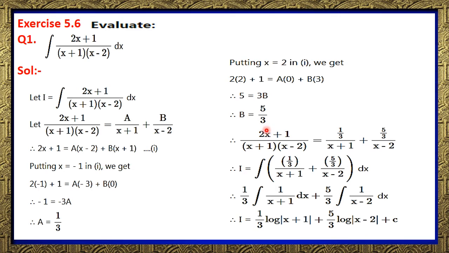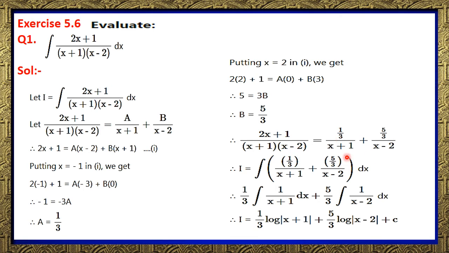Therefore, by substituting the values, this integrand 2x plus 1 upon x plus 1 into x minus 2 is equal to 1 upon 3 upon x plus 1 plus 5 upon 3 upon x minus 2. Now I is equal to the integral of 2x plus 1 upon x plus 1 into x minus 2. Instead of this function we will consider the right hand side part.